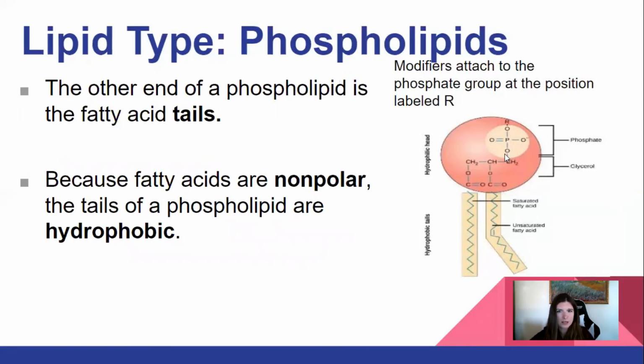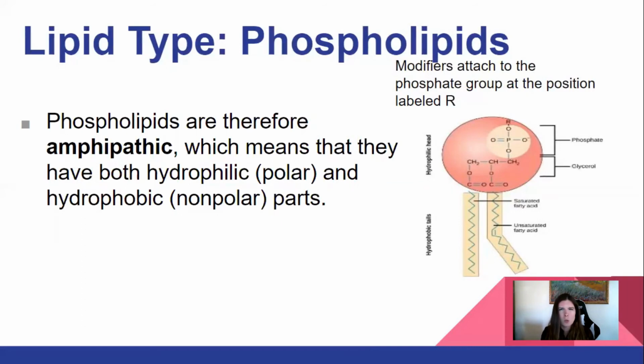Now on the other end of the phospholipid, we have these fatty acid tails. And we already saw fatty acids, right, when we were thinking about our fats and oils. We know that our fatty acids don't interact with water. Our fatty acids are nonpolar, and so our fatty acids are hydrophobic. So these fatty acid tails in our phospholipids are going to orient away from water. They're going to repel water. They're going to not interact with water.